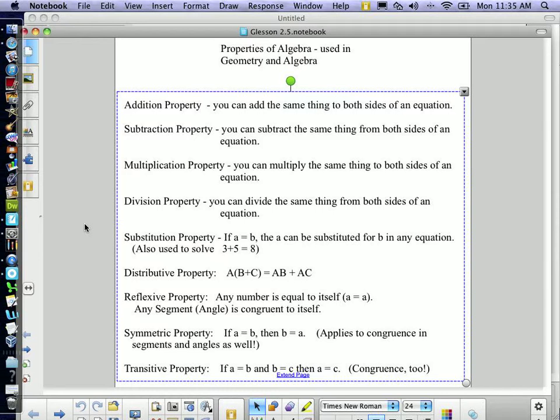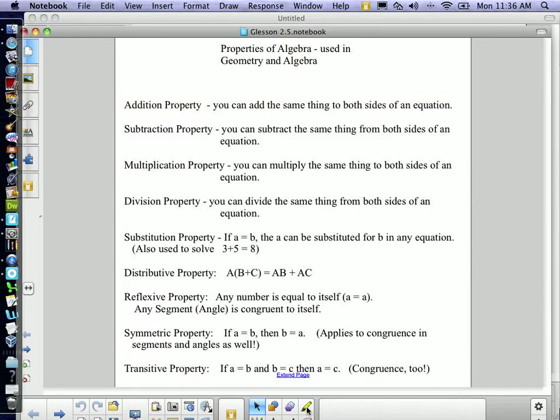Now, most of these are fairly straightforward. Addition, subtraction, multiplication, division, property. That's how we justify doing something to both sides of an equation. But please note, because it is important, these require us to do both sides of an equation. All 4 of those do. If I'm just doing it on one side, it's not one of those properties. It has to be something that's done on both sides.